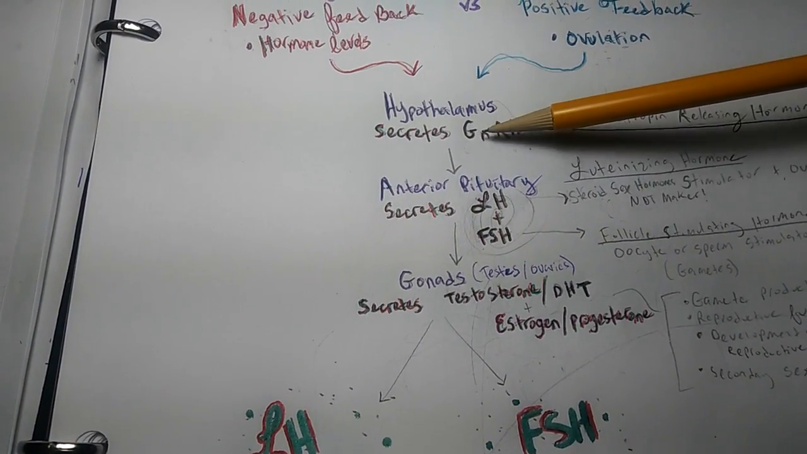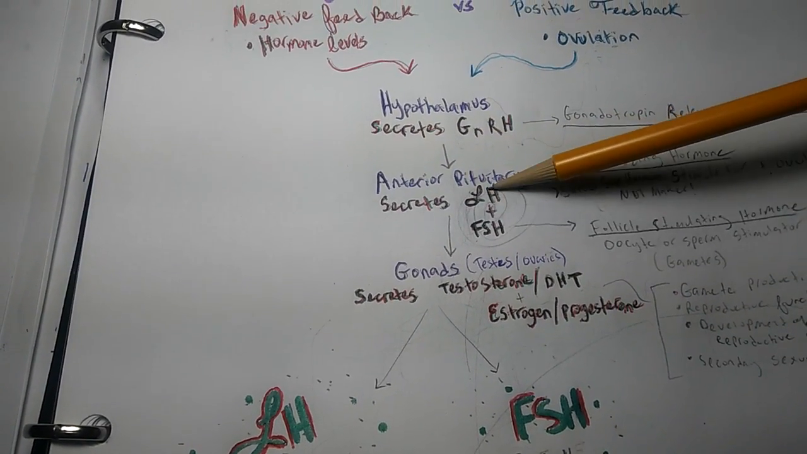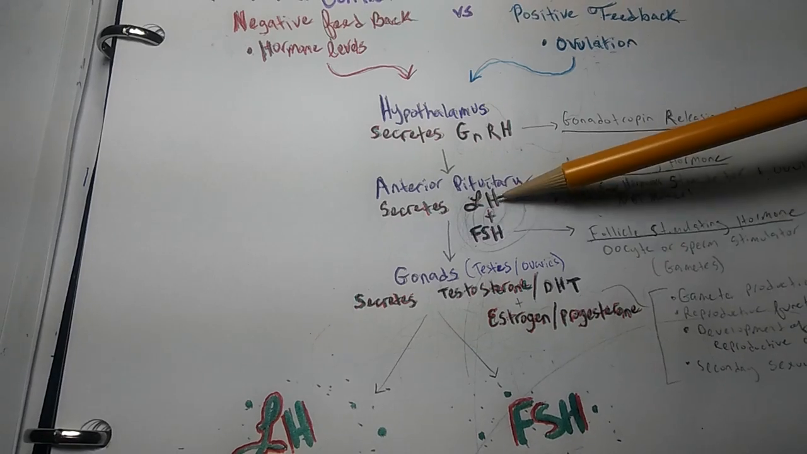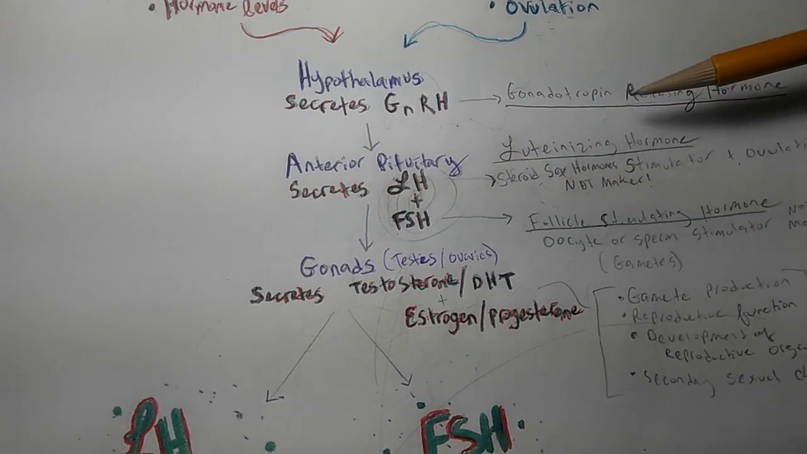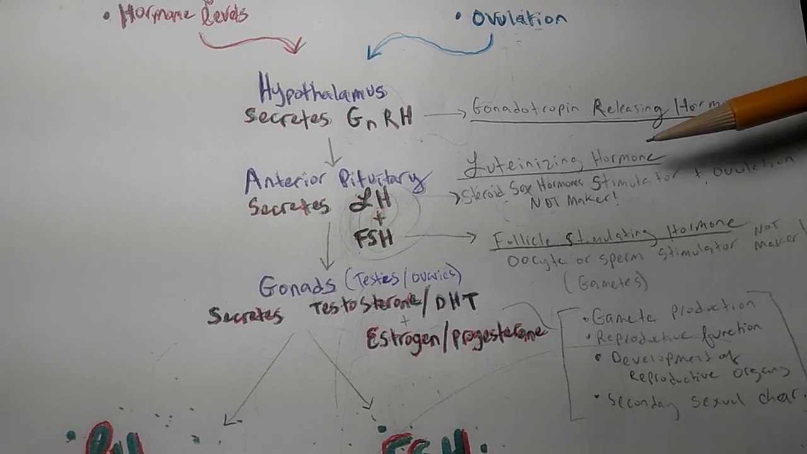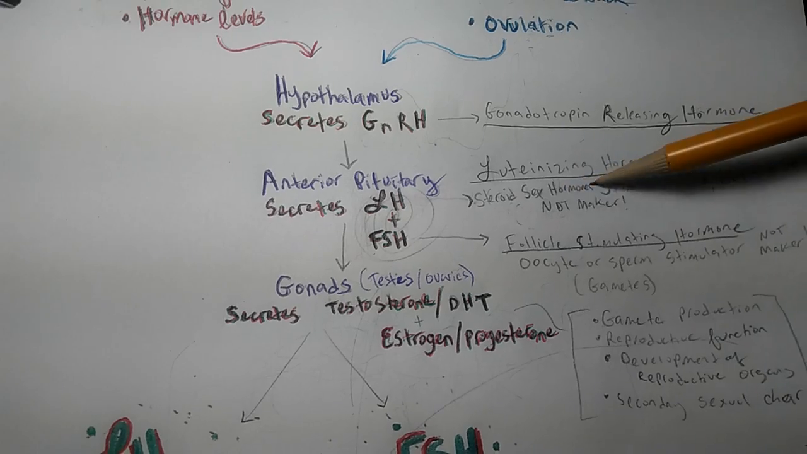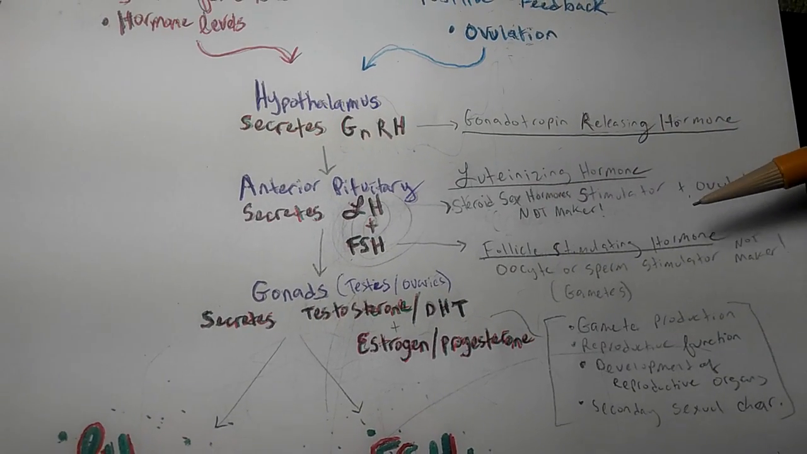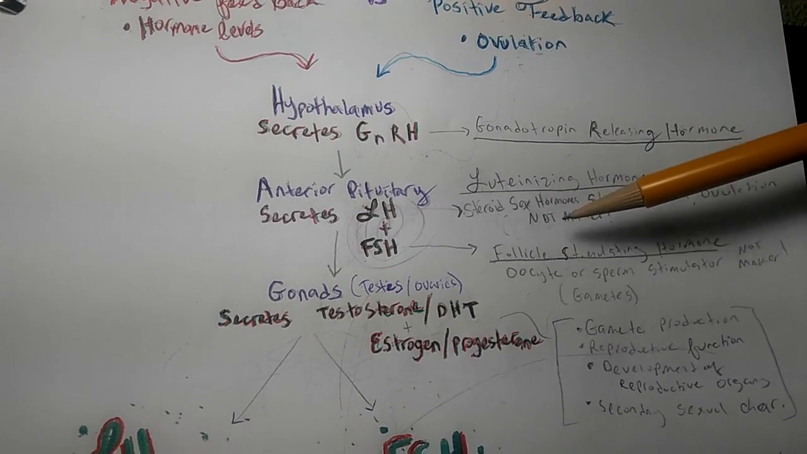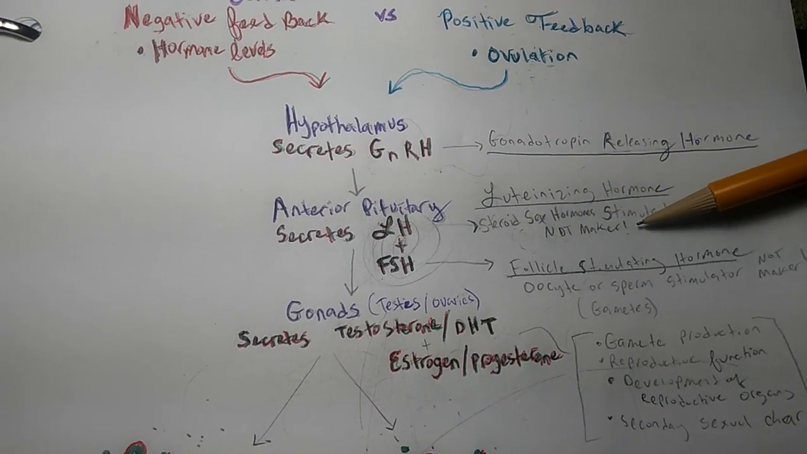Hormones communicate with other areas. They only communicate. The anterior pituitary secretes LH and FSH. The luteinizing hormone, LH, is a messenger that tells our body, hey, we need to make more sex hormones. And it also triggers ovulation. Again, our hormones only communicate with our bodies. They do not make anything.